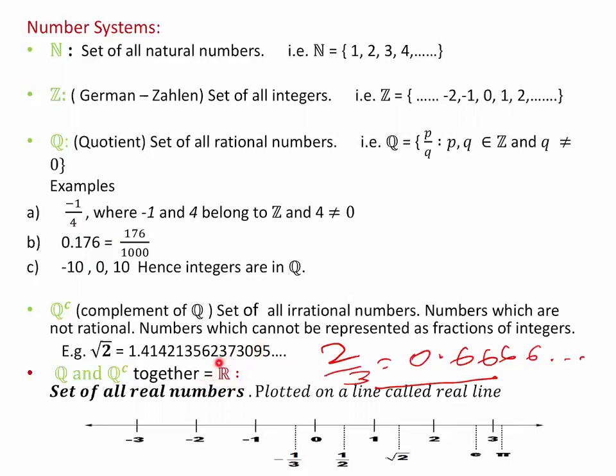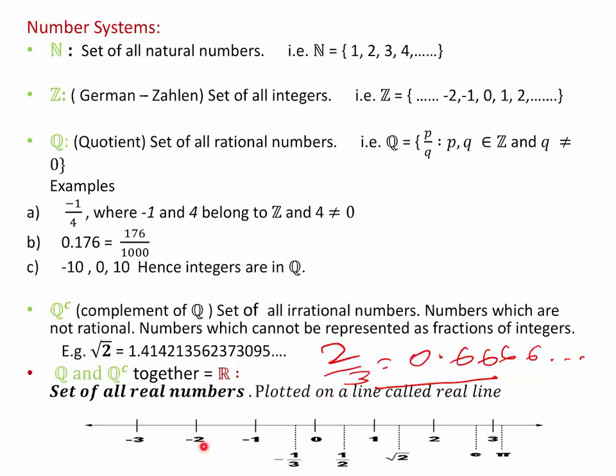Real numbers, that is represented by R, are rationals as well as irrationals. So therefore, you have natural numbers, integers, rational numbers, as well as irrational numbers in R. So the set R represents the set of all real numbers. These real numbers can be plotted on a line called the real line.